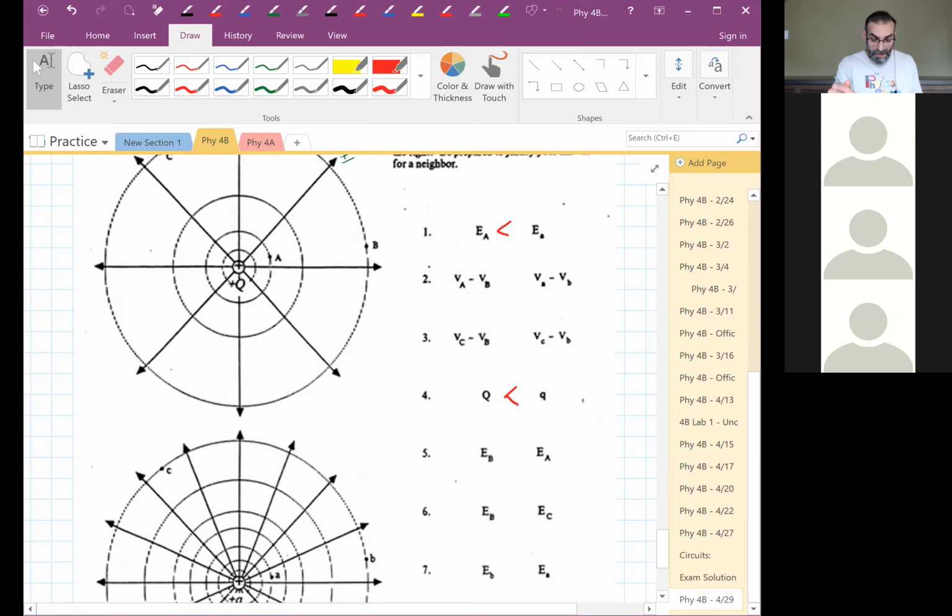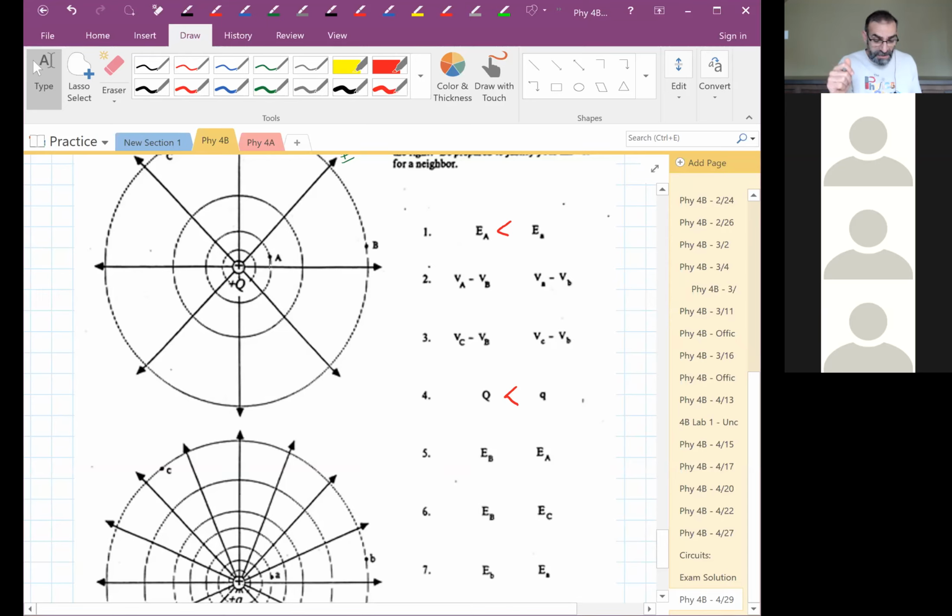How about number 2? Should we do the electric fields first? What do you want to do? How about we go to number 5? While our brains are tuned into electric fields, let's answer all the electric field questions.